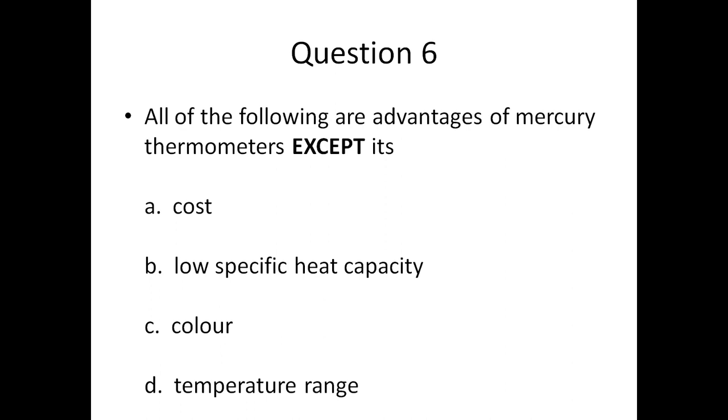Question 6. All of the following are advantages of mercury thermometers except its A. Cost, B. Low specific heat capacity, C. Color, D. Temperature range.